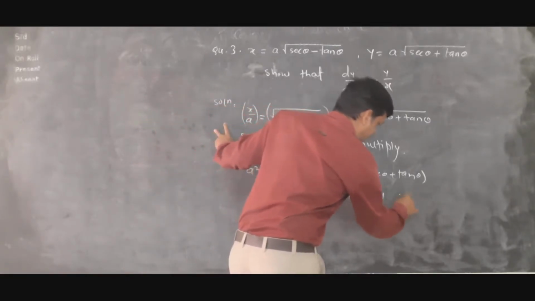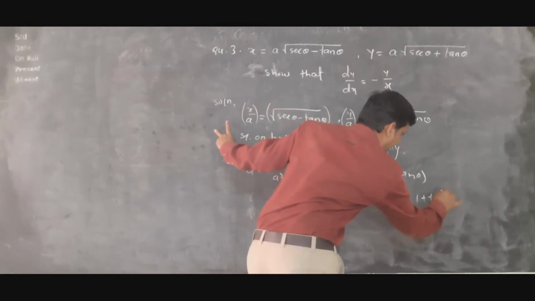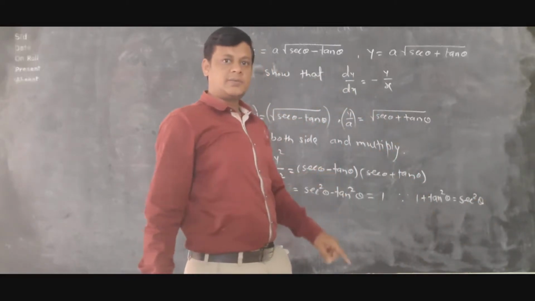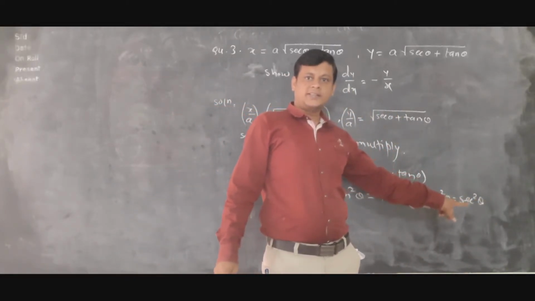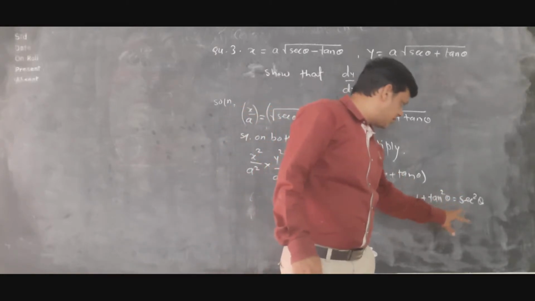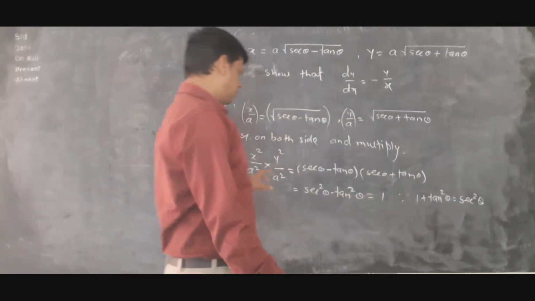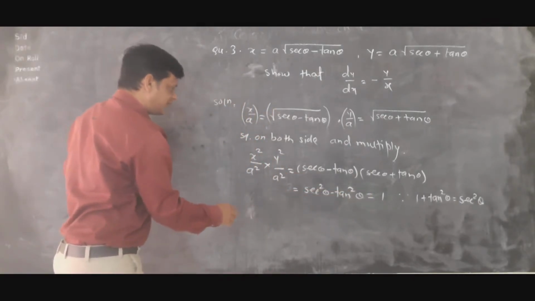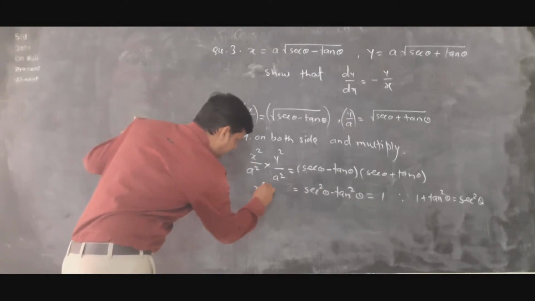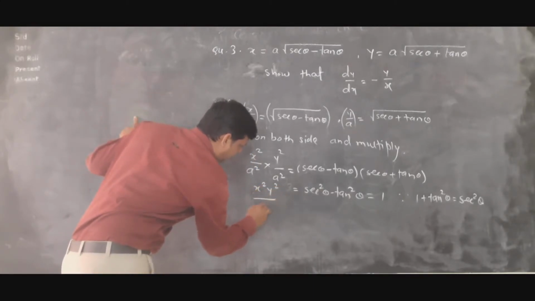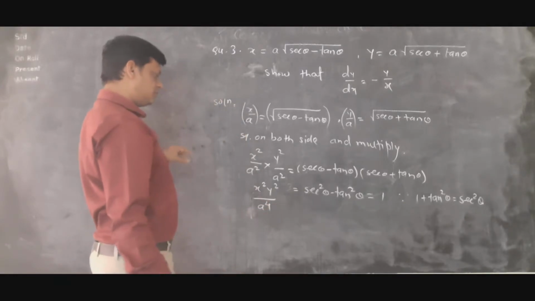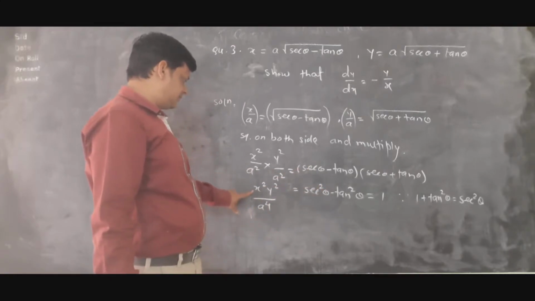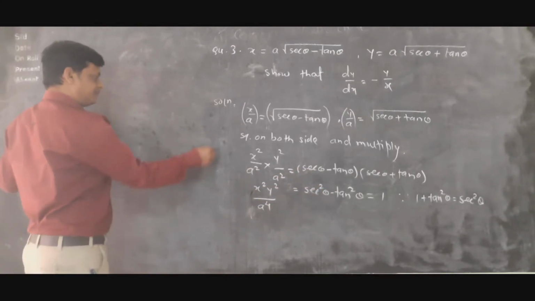We know the identity 1 plus tan square theta is equal to sec square theta. That means when we transfer this tan square theta to the right hand side, we get sec square theta minus tan square theta equals 1. So we replace sec square theta minus tan square theta by 1, and in the left hand side we get x square into y square upon a raised to the power 4. So we transfer this a raised to the power 4 to the right hand side.